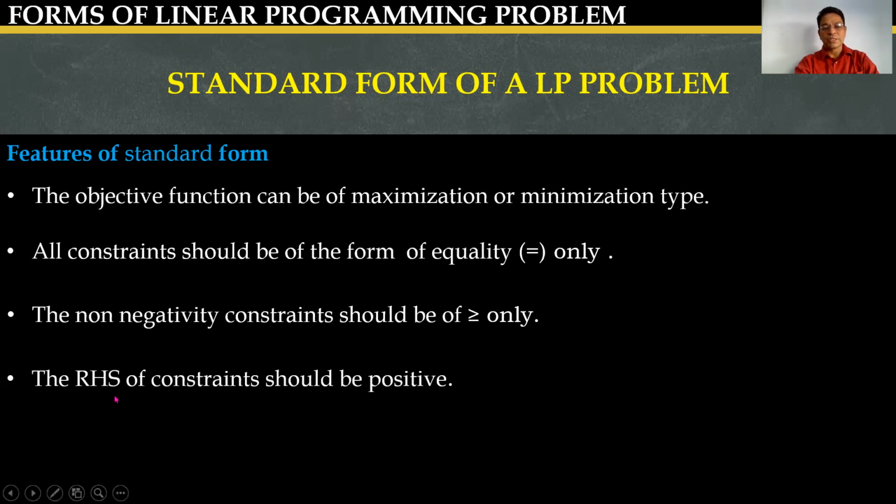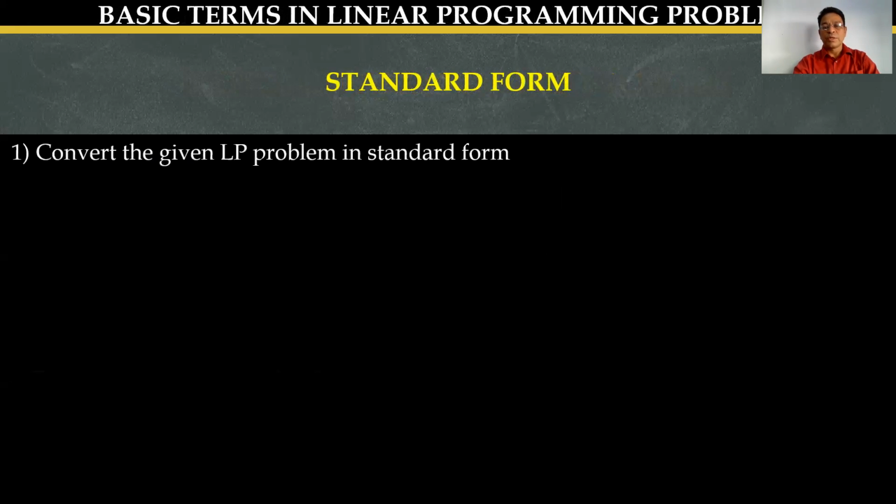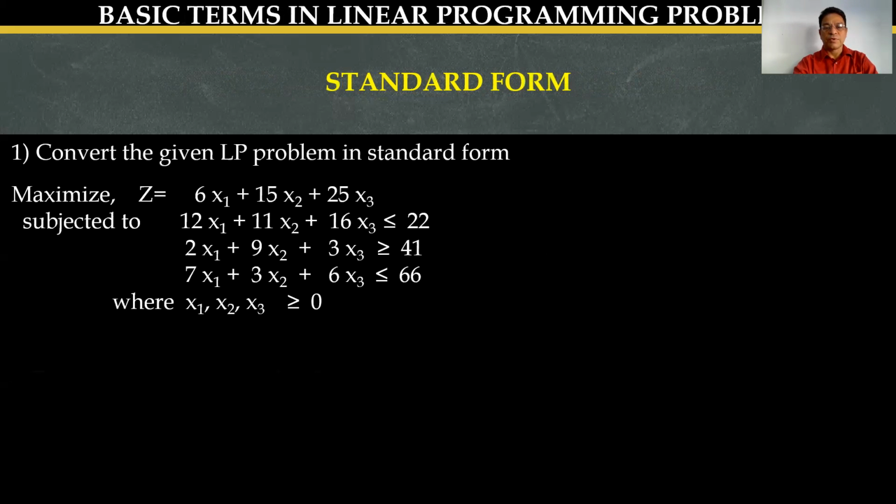And there is one more addition in the standard form, the right hand side of the constraint should always be positive. So we have already seen in the graphical method the right hand side of the constraint should be positive. Now we'll go through few numericals to understand the standard form. The first one is to convert the given LP problem in a standard form.